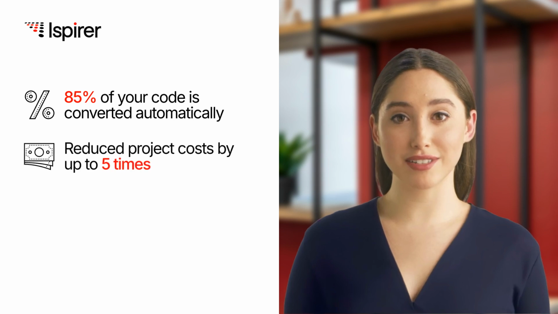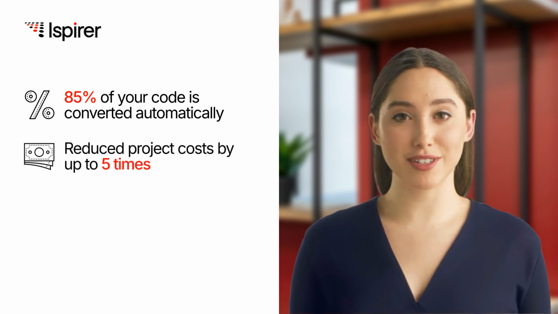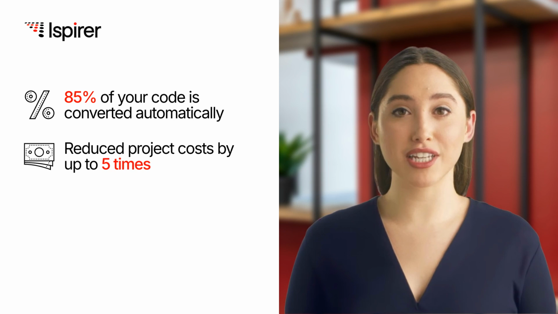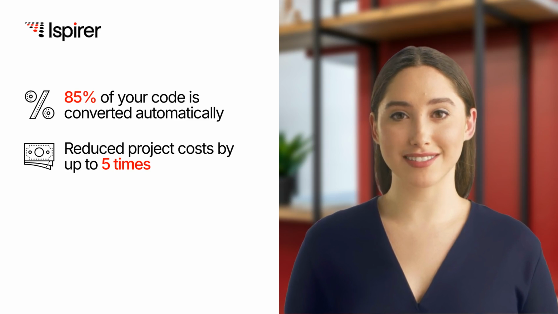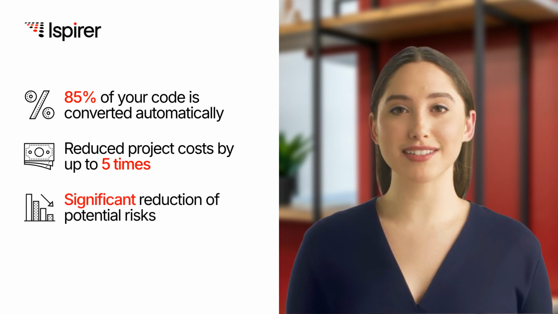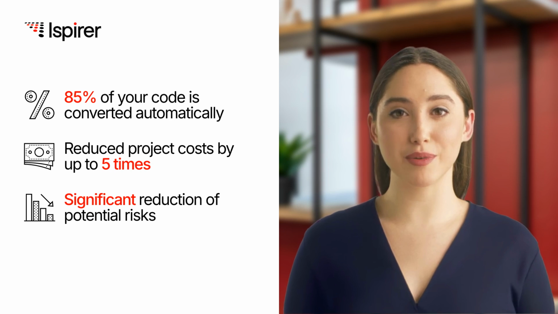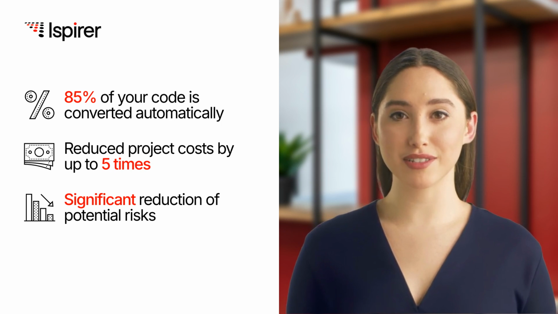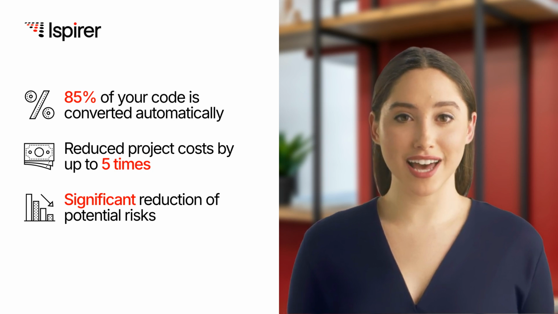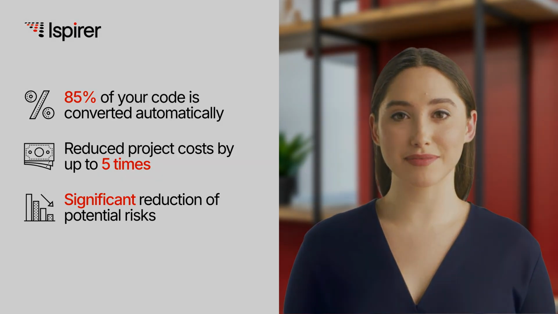By automating routine tasks, Ispirer reduces your team's workload, cutting down project costs by up to 5 times compared to the manual approach. This way, your team can focus on higher value tasks rather than tedious code conversion. Finally, automation significantly reduces risks. With shorter timelines and a smaller team, there's less room for errors, delays, or miscommunication. The result? A smoother, more efficient migration with fewer chances of setbacks or costly mistakes.